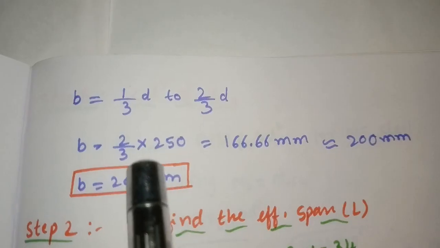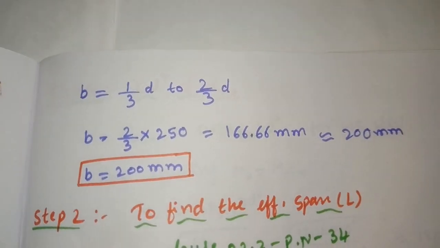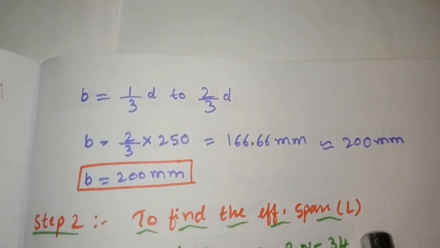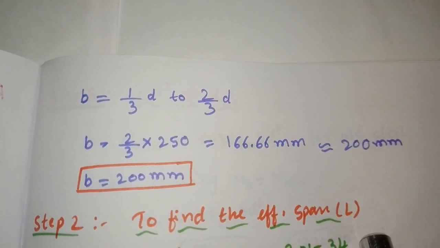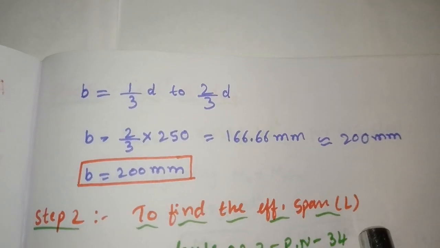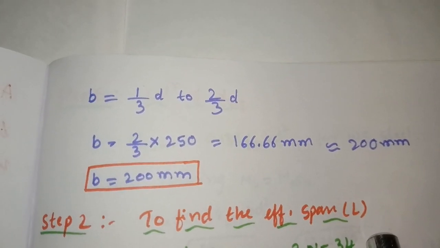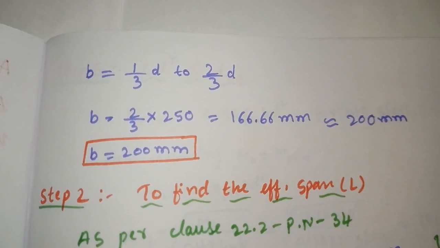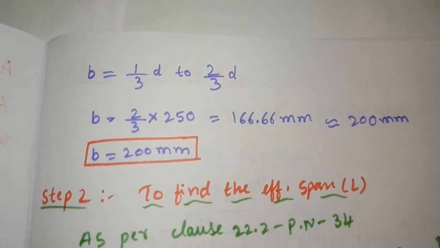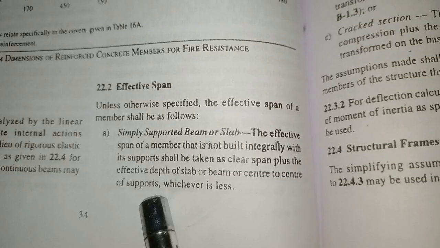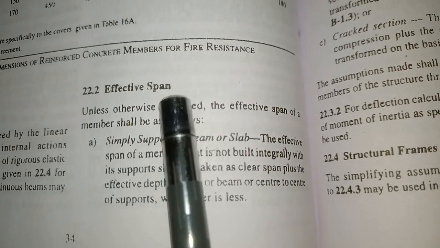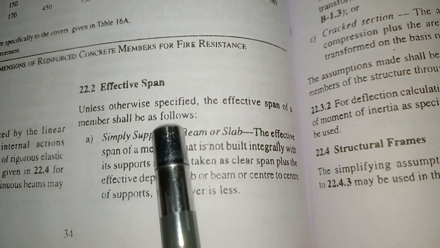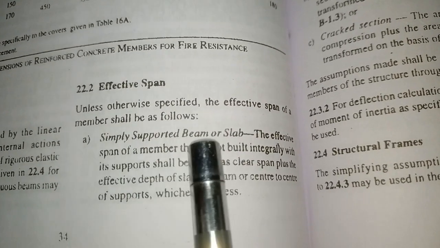So step number 2 is to find out the effective span, that is denoted as capital L. To find the effective span, again we'll go to the code book. As per clause 22.2, page number 34, we'll see what it says. This is page number 34, effective span. Unless otherwise specified, the effective span of a member shall be as follows. For simply supported beam or slab.